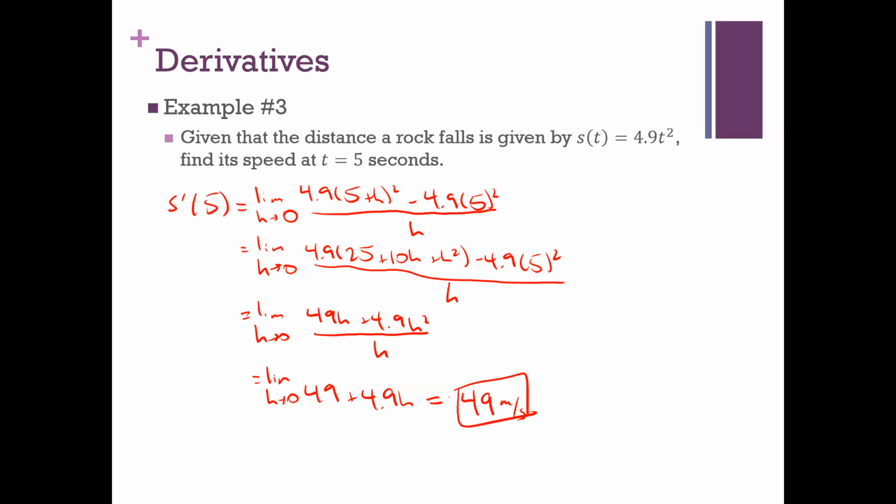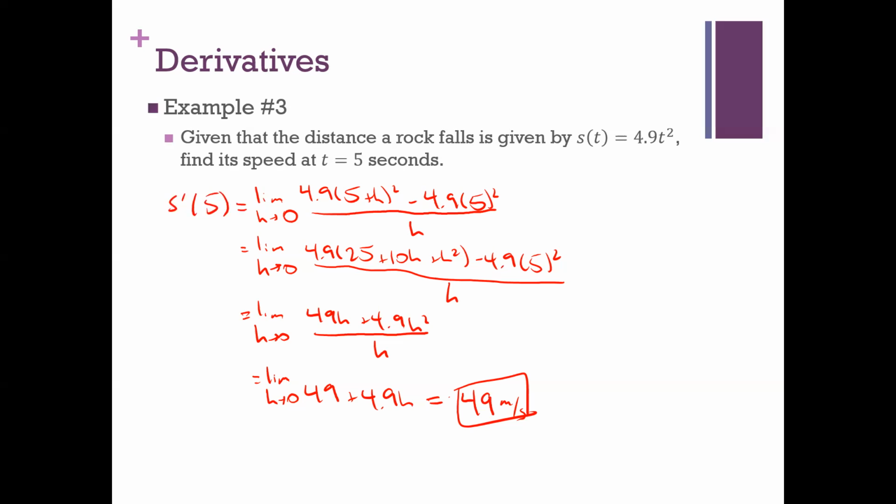Any questions about what we did there, or how we got that speed, why we can trust it absolutely? So that's the speed, like exactly. Yeah, at 5 seconds. If I wanted to know at any other time, I'd have to redo this calculation. But yeah, at 5 seconds, that is the speed.